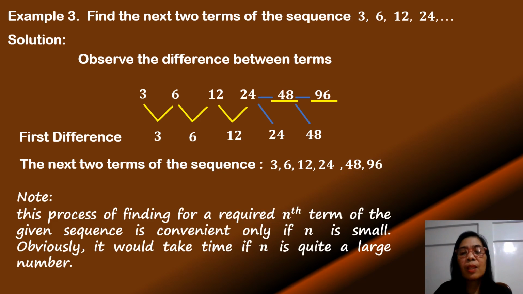Okay, notice that this process of finding the nth term of a given sequence is convenient only if n is small. So in here we are required to find the fifth and the sixth term. Obviously, it would take time if n is quite a large number. So in the next slide, I am going to discuss a shortcut on how you are going to find the nth term of a given sequence following this form.